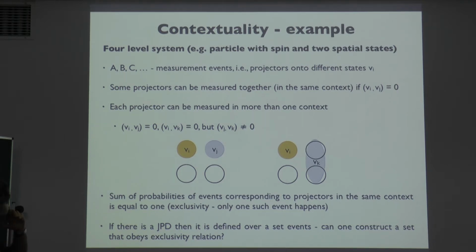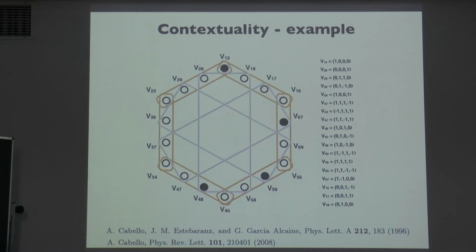And now, important thing. If there is a joint probability distribution, and this joint probability distribution needs to be considered over all possible projectors, over all possible contexts, then this joint probability distribution needs to be defined over some set of events. And these events need to obey these exclusivity relations. So the question is, can we construct such a set that will obey these exclusivity relations? And this is an example. This was proposed by Adan Cabello and his collaborators. So for this four-level system, you consider the following 18 projectors.